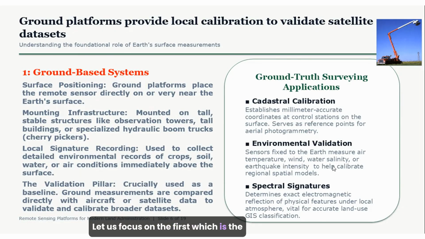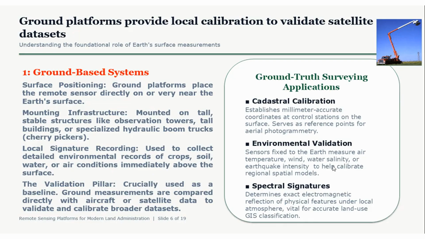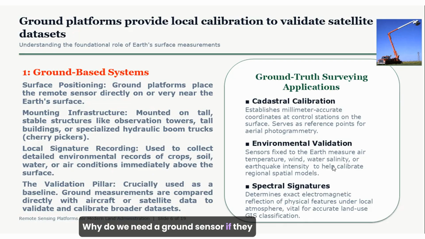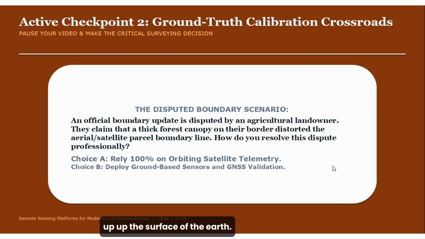Let us focus on the first, which is the ground-based platform. This places the sensor directly on the surface. We mount them on observation towers, tall buildings, or specialized vehicles like hydraulic boom trucks. Why do you need a ground sensor if their coverage is tiny? Because they act as our anchor, our baseline validation, by taking precise environmental measurements and recording spectral signatures on site. We can validate and calibrate the larger sweeping datasets captured from aircraft or orbiting satellites above the surface of the Earth.